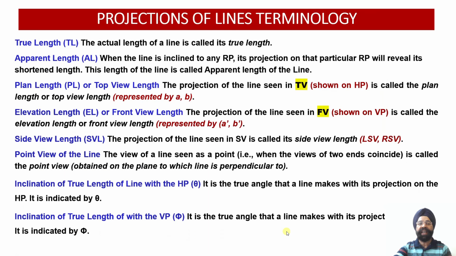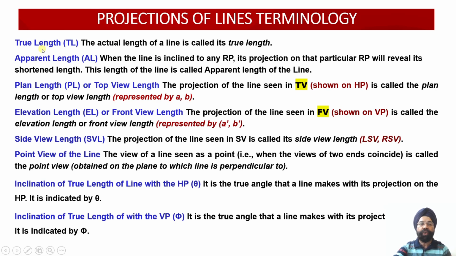So before we start with all these first 7 cases, let us start with the terminology which will be used in the projection of lines. The first term, which we have already talked about, is the true length of the line. The true length of the line is the actual length of the line. So whatever is the length of the line, that is called the true length.